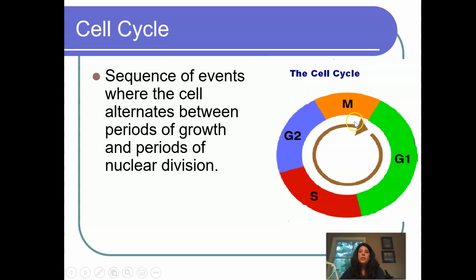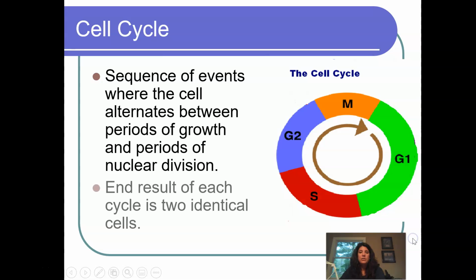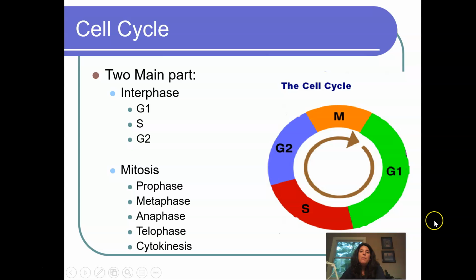There are essentially 4 stages, with the M stage or the mitosis stage being further broken down into sub-stages. The end result of a cell completing a cell cycle is going to be the production of a new identical cell. So when this process is over, we will have started with one cell, and we will end up with 2 cells that are genetically identical. There are 2 main parts of the cell cycle: interphase, which includes G1, S, and G2, and then mitosis, which includes prophase, metaphase, anaphase, telophase, and cytokinesis.